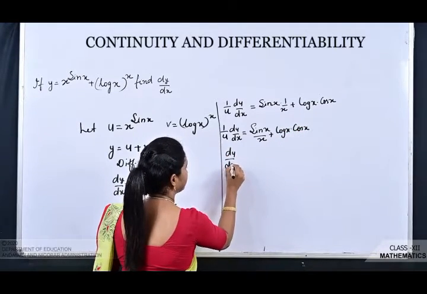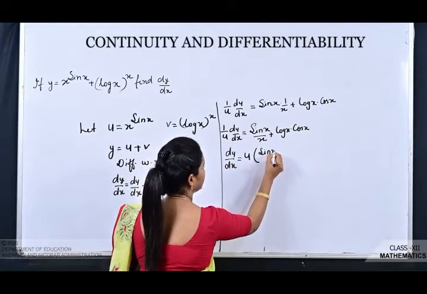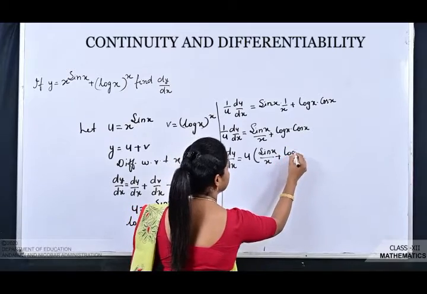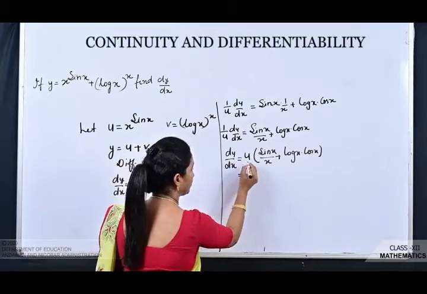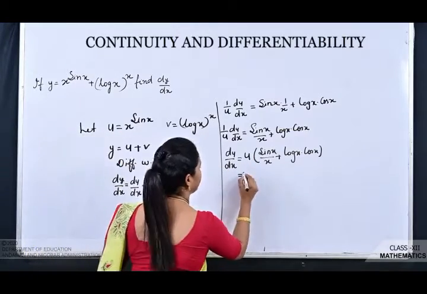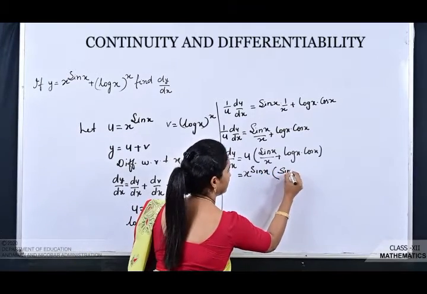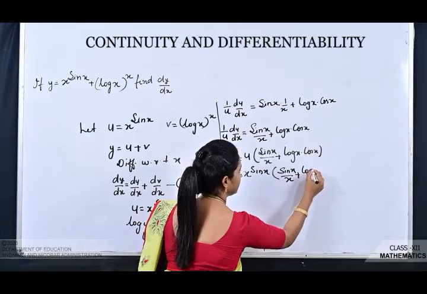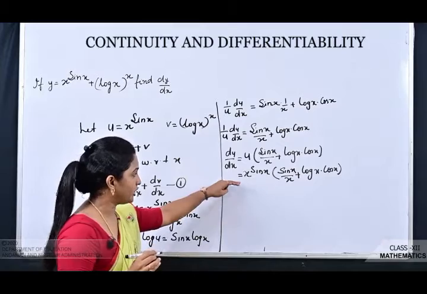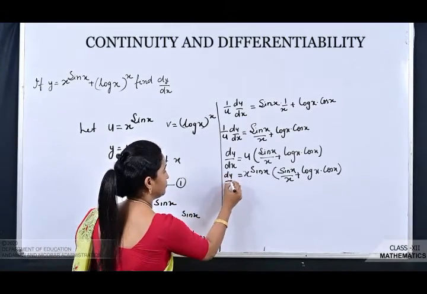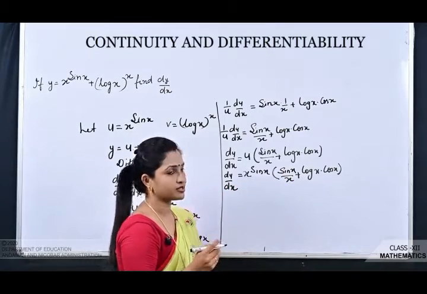So du by dx will be, you are going to take u to the other side, u into sin x by x plus log x into cos x. Now you have to replace u by x to the power sin x. So you finally got the value of du by dx as x to the power sin x into sin x by x plus log x into cos x.